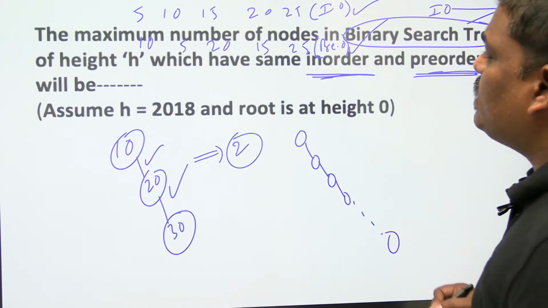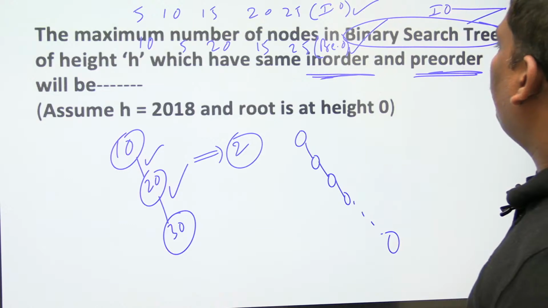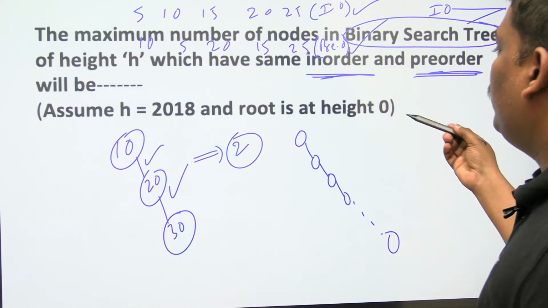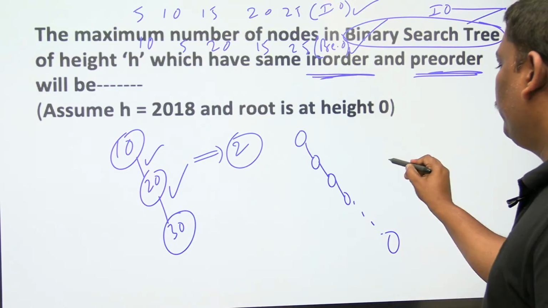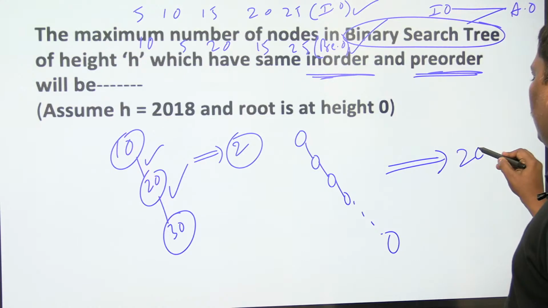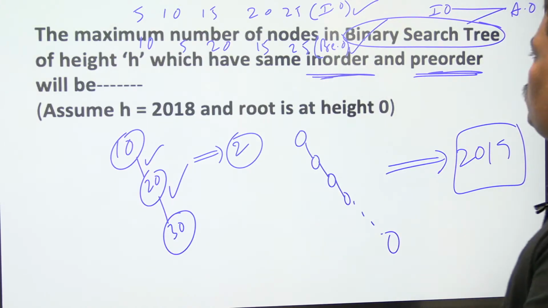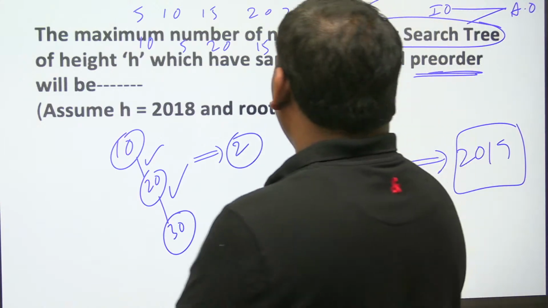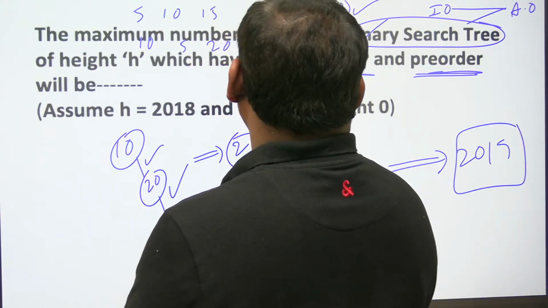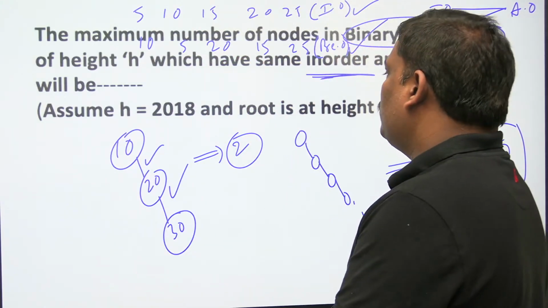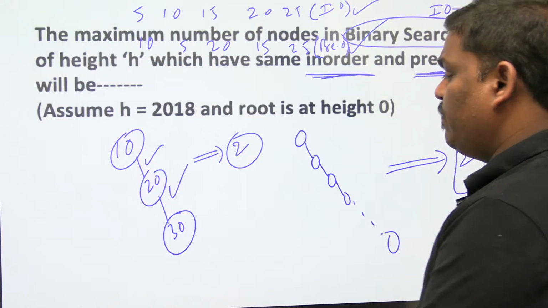And what is it saying? The maximum number of nodes in a binary search tree of height h, where h is going to be 2018. I think, in my opinion, the answer is 2019. These are the maximum number of nodes in the height h BST where in-order and pre-order will be the same. This is the answer. It's a very nice problem.